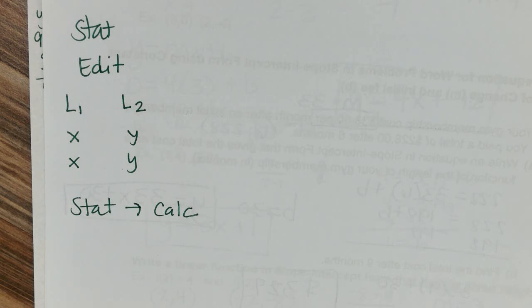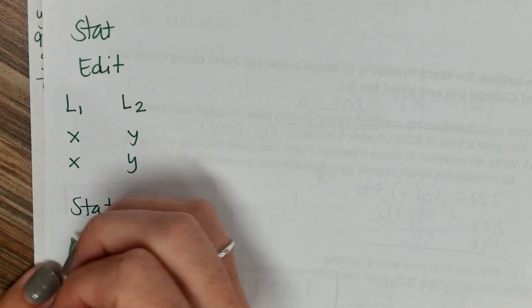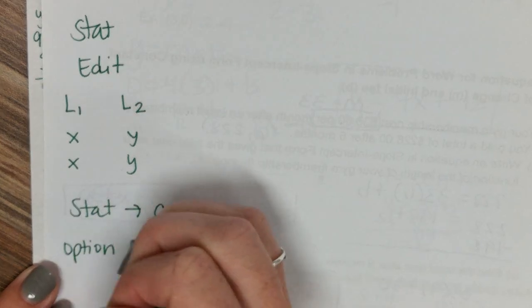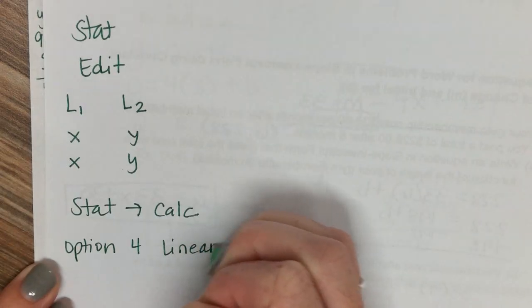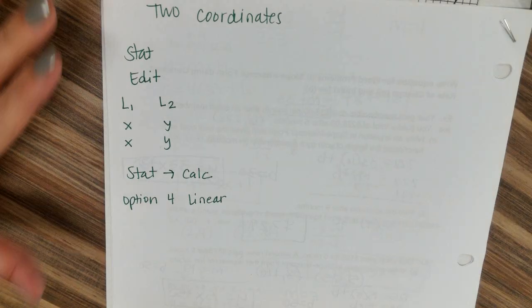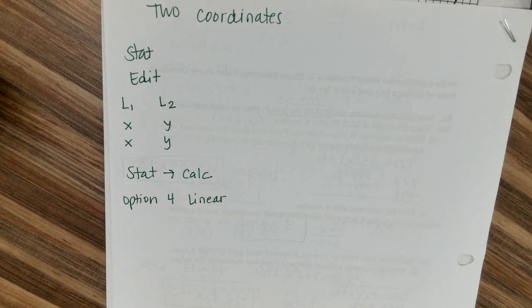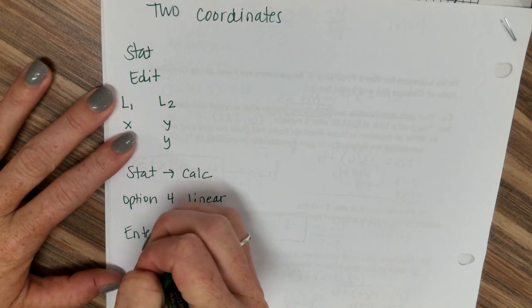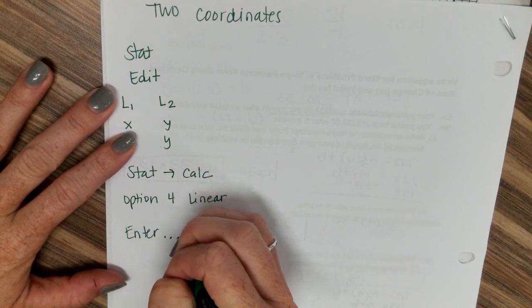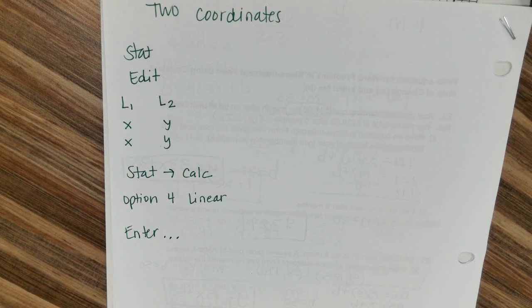Okay, once you're there, you're going to choose option 4, which is the linear option. And then you're just going to hit enter until it gives you the answer. I don't know how many times it is. It might be 3 or 4. You're just going to hit enter. And I'm just going to put dot dot dot because you're just going to keep hitting enter until it gives you the answer. Okay? And that's the steps.